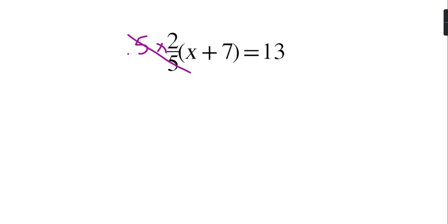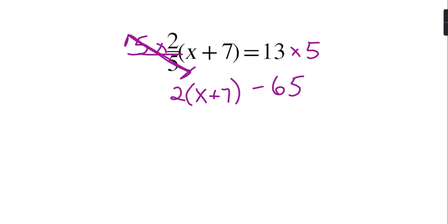Why does it cancel? Because now we have a 5 on top of a fraction and a 5 on the bottom of the fraction. 5 divided by 5, actually that should say 1. Okay, so that's why it cancels. If I multiply by 5 on the left side, I want to multiply by 5 on the right side as well. Okay, 13 times 5 would be 65. Okay, and on the left side, I still have that 2, the numerator of that fraction. I only canceled out the bottom, the denominator. And I still have this binomial, these things in parentheses, x plus 7. Okay, so now I have 2 times x plus 7 equals 65.